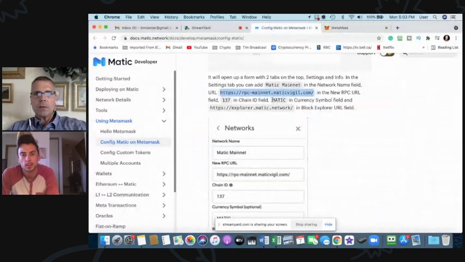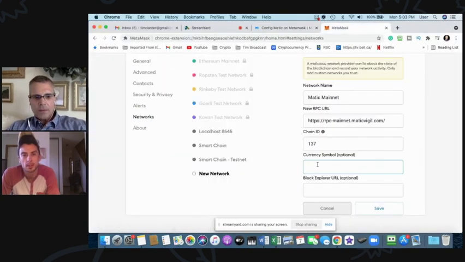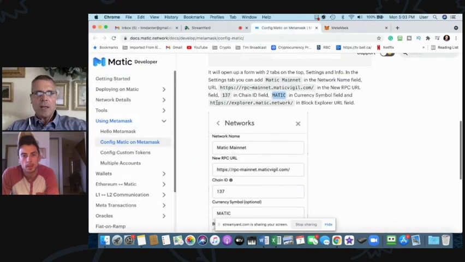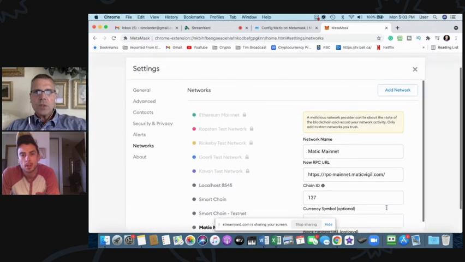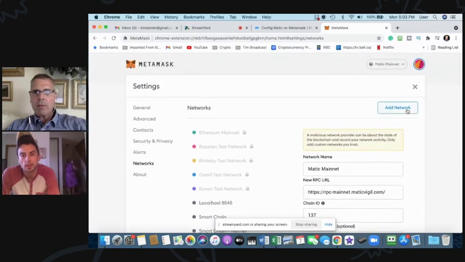You can also type it in. And block explorer URL is this one here, Explorer Matic Network, right? Yep. Look good? Yeah, save. And then bam, you've got it. So this is an add network. Okay, so go back up to that arrow.